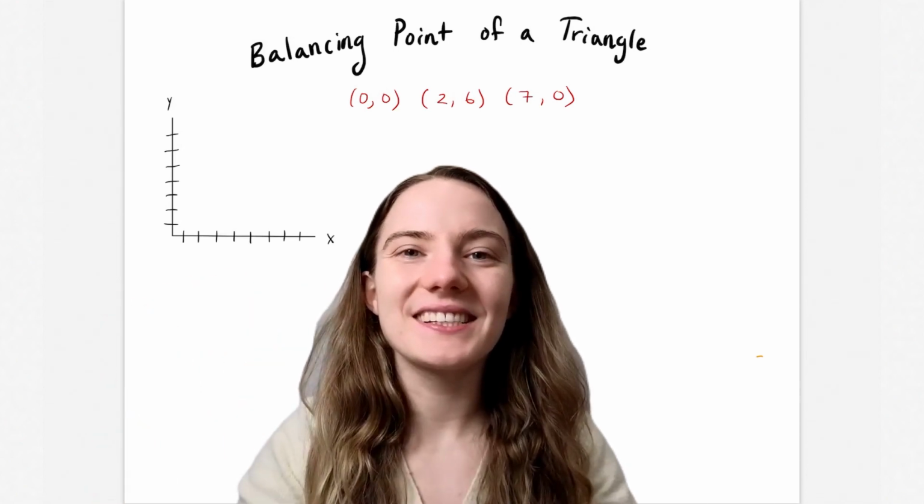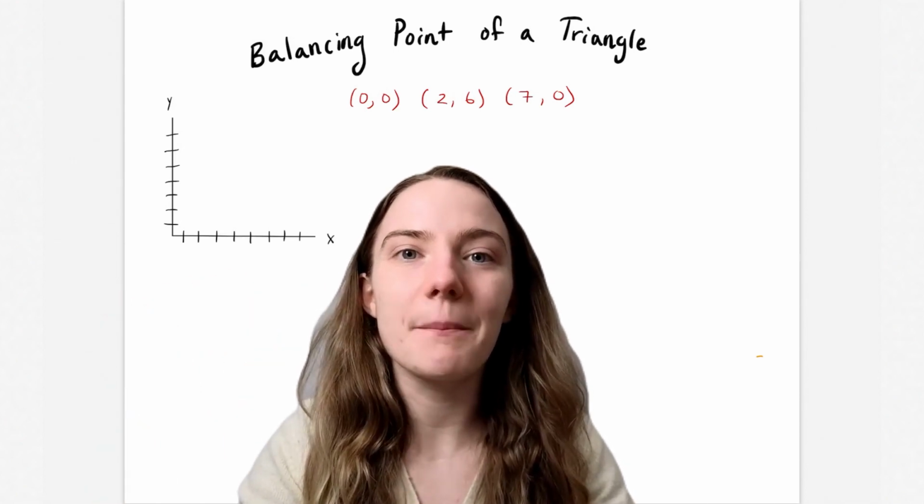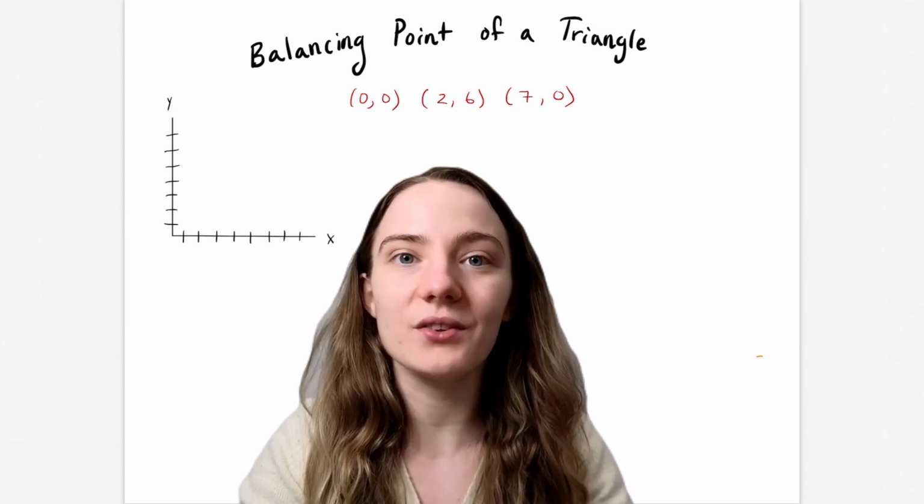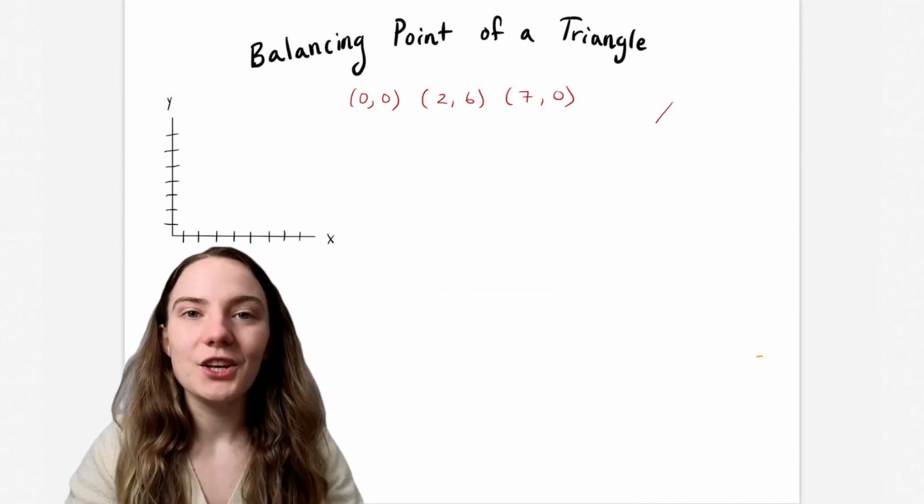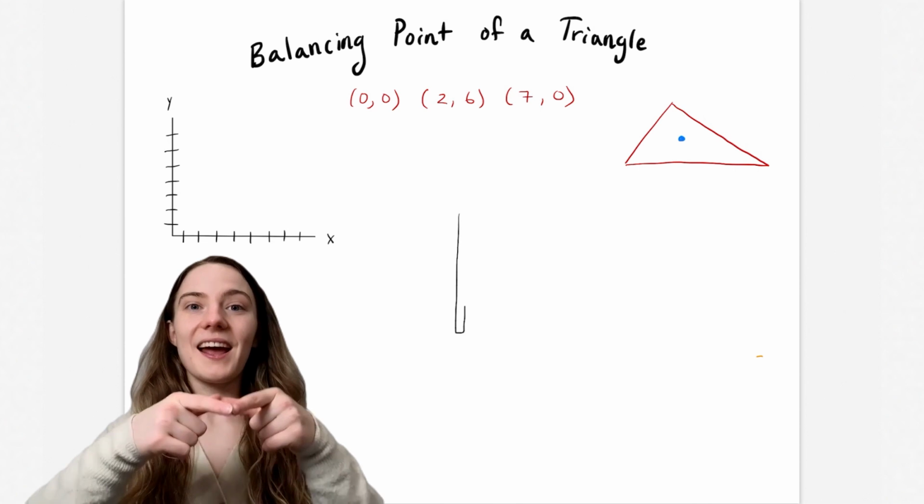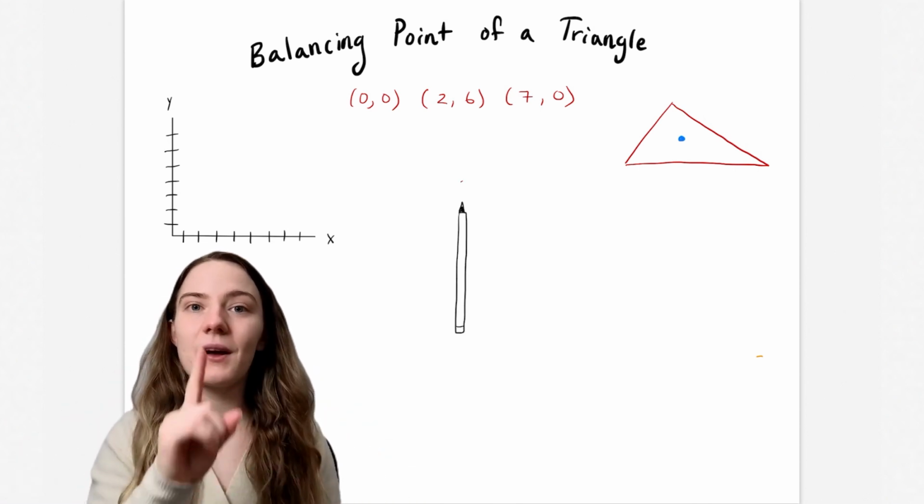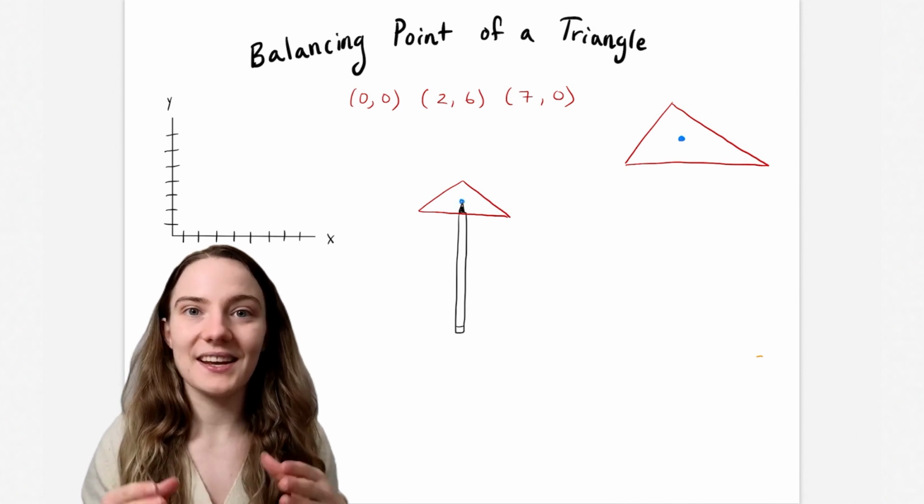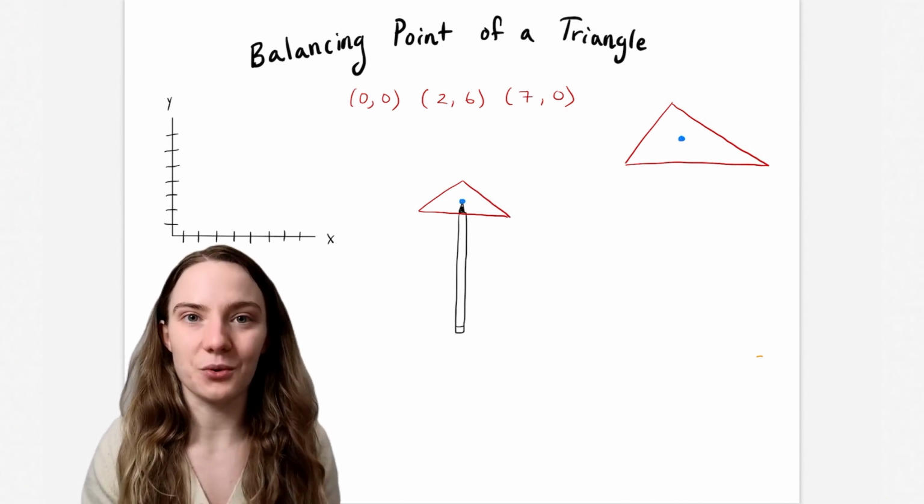Hi everyone. Today we're going to learn how you can find the balancing point of a triangle. The balancing point is also called the centroid or the center of gravity. You can imagine if we had a triangle and we cut it out of cardboard and then we placed it on the tip of a pencil. It would stay perfectly balanced if we placed it at the centroid.